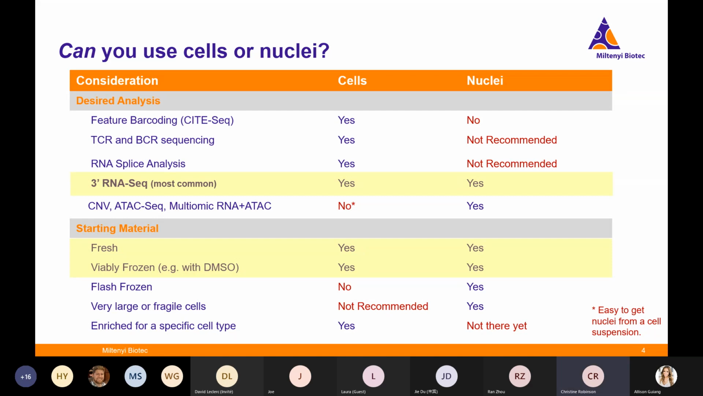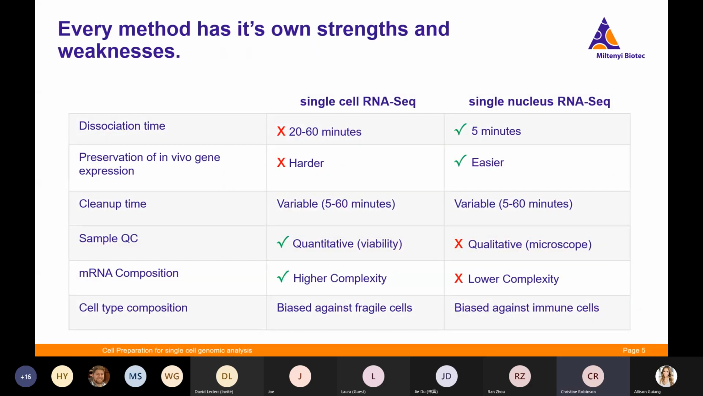So next slide, what are those strengths and weaknesses? Dissociation for single cell sequencing does tend to take longer than nuclei prep, about an hour, versus nuclei prep, which can be done in as little as 5 minutes. It's also more difficult to preserve gene expression when you're using cells. However, single cell sequencing does have a quantitative QC, so you can just get viability data by flow, for example. When you're working with nuclei, that QC is done via just a microscope, and so it's totally qualitative. I have an example of that in a later slide.